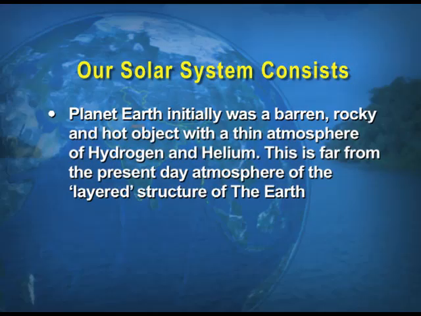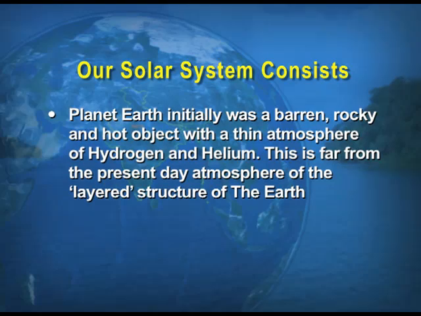These are also known as the rest of the 4 beyond asteroids are also known as Jovian planets. And when we talk about the evolution of the Earth, the planet Earth initially was a barren, rocky and hot object with a thin atmosphere of hydrogen and helium. This is by far from the present day atmosphere of the layered structure of the Earth.